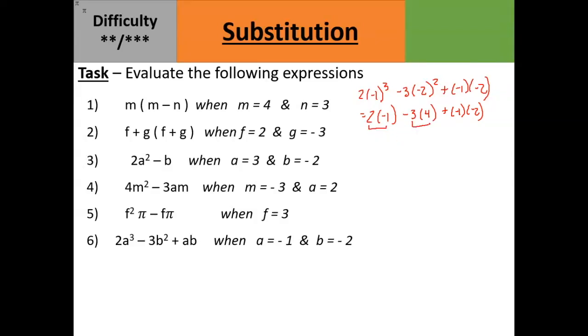We can actually do all of these multiplications at once, so let's do that. We'll save ourselves a bunch of lines of work. So 2 times -1 gives me -2, -3 times 4 gives me -12, and then -1 times -2 gives me +2. So I should end up with an answer of -12 when I plug that all into my calculator.